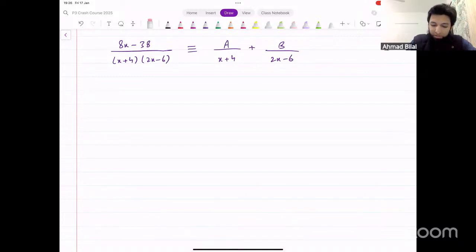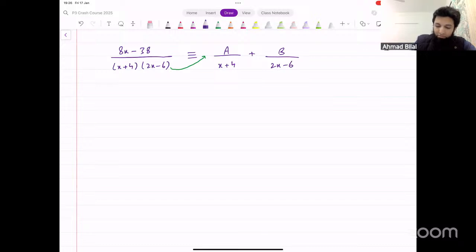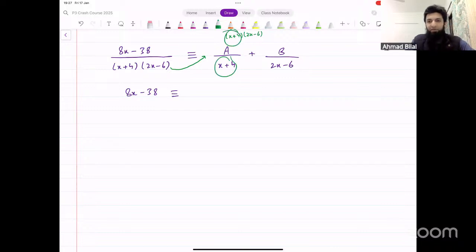So how is this process going to work? Finding the values of a and b. First of all, we simplify this a bit. We multiply the denominator on the left side by the right side. So we have 8x minus 38 on the left. When we multiply the denominator to the right side, when it's multiplied with the first fraction, x plus 4 into 2x minus 6, the x plus 4 and x plus 4 will get cancelled, right? What are we left with? We're just left with 2x minus 6.